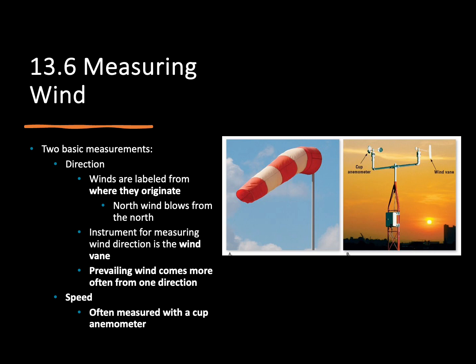But the second major thing about wind that we want to be able to measure is the wind speed. And we do this with an instrument called a cup anemometer. And with this, there are little cups around this post-looking device. And as the wind hits it, it's going to cause this to start spinning around. So the faster the wind is blowing, the faster these cups will spin.